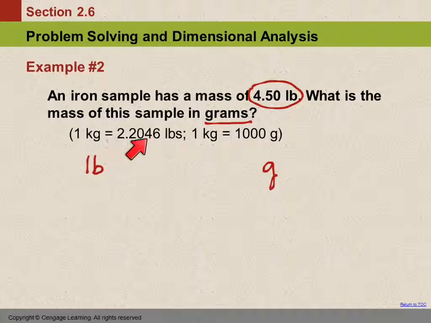We have this telling us that this many pounds is equal to a kilogram. Could we convert from pounds to kilograms using this? We could. So we could go from pounds to kilograms. Oh, and look, they gave us that. Could we go from kilograms to grams? Yeah, we could.